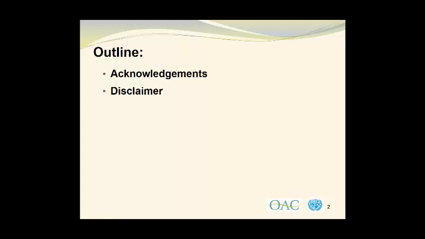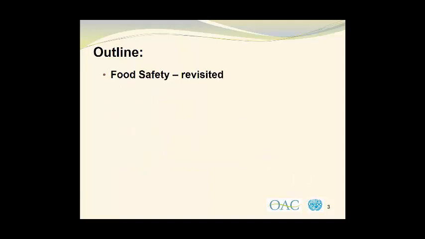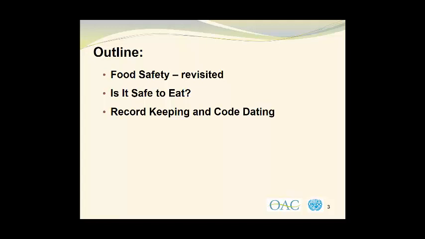Then I would like to go through a disclaimer which will follow with an introduction. We'll take a look at food safety in terms of a brief definition and then move on to food quality. Once we've looked at the factors influencing food quality, we'll revisit the subject of food safety. One of the questions that we have is: is our food safe to eat? And we'll look at that in light of the information that we've gone over in the rest of the presentation. Then we'll take a look at record keeping and code dating and wrap up with some summary comments.